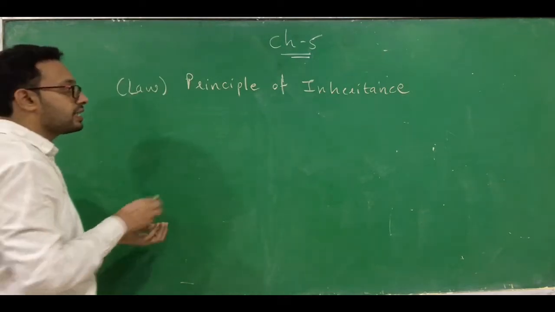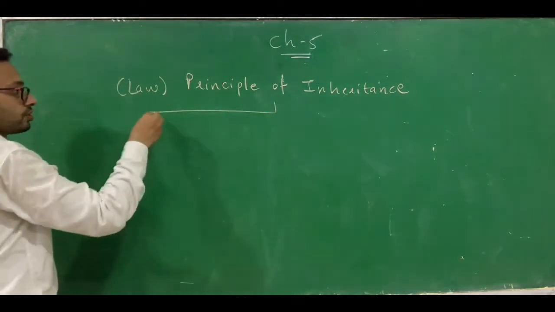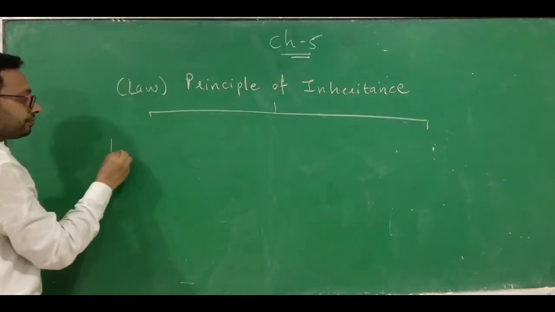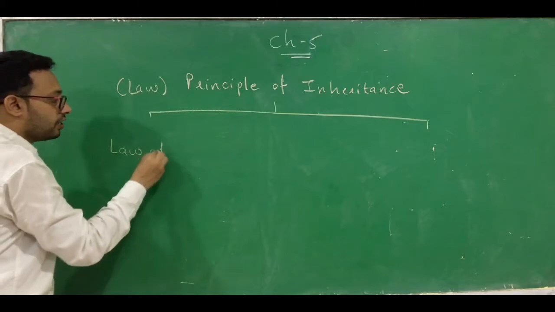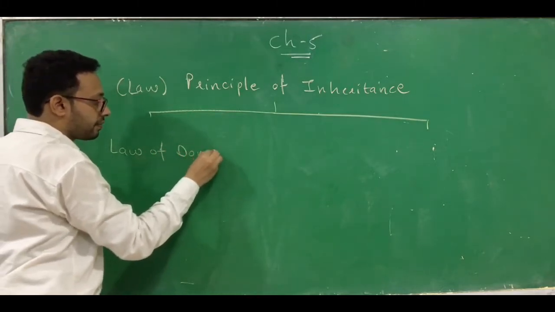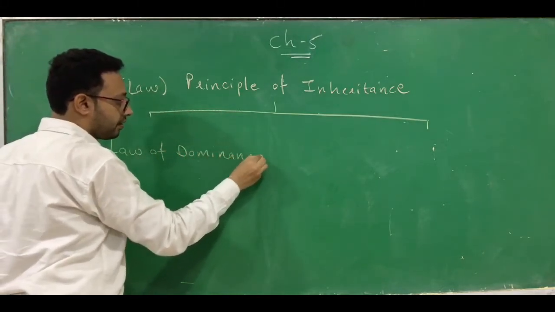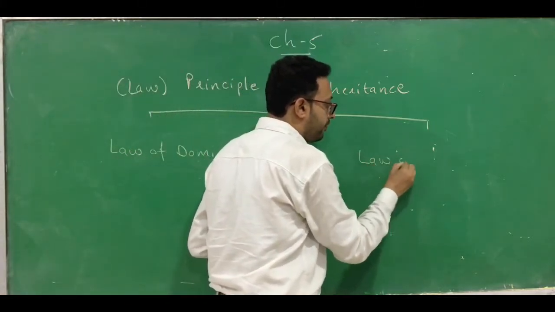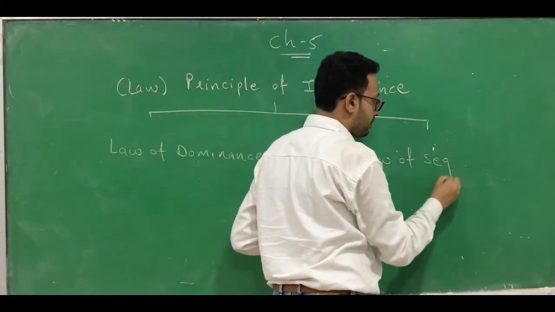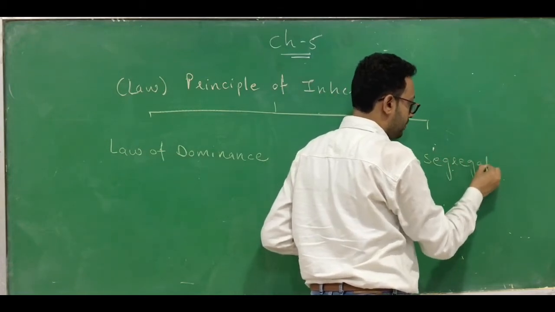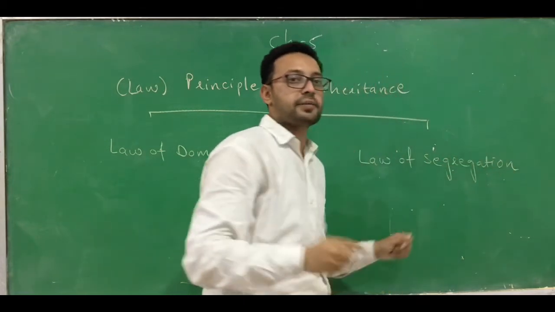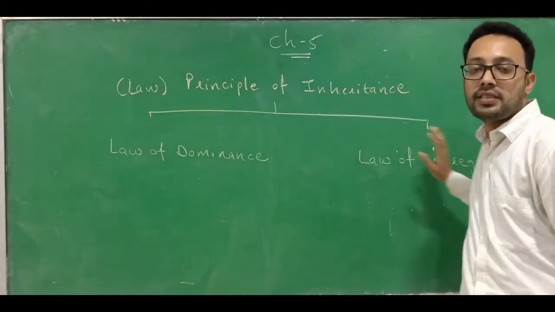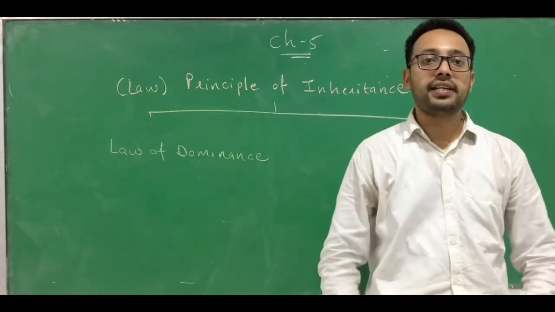Which 2 laws has he formulated? There are 2 laws based on his observation. The first law is the law of dominance, and the second one is called the law of segregation. There are 2 laws under the principle of inheritance. First is the law of dominance and the second one is the law of segregation.